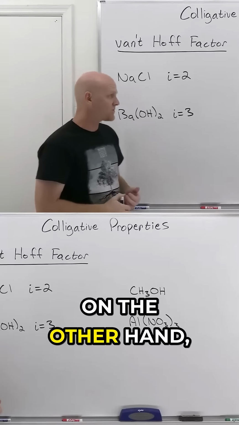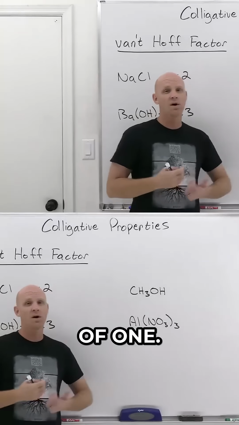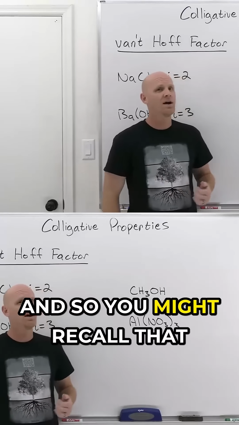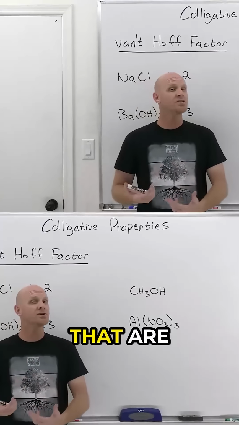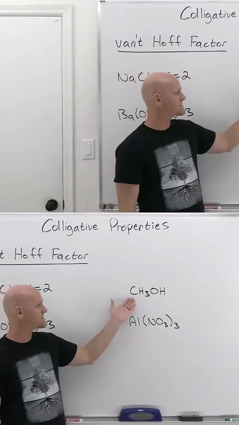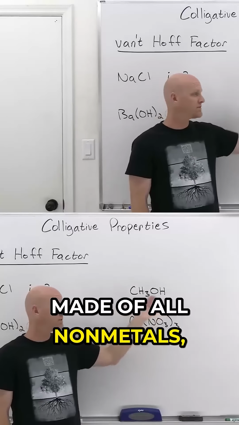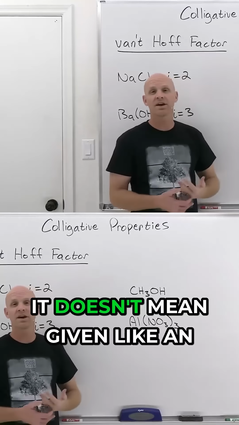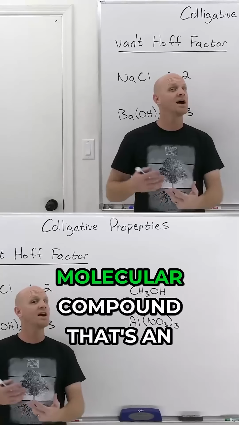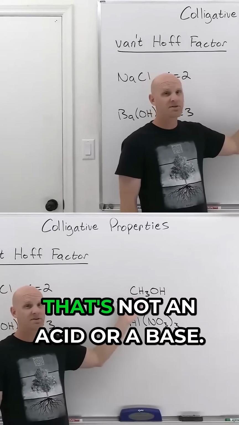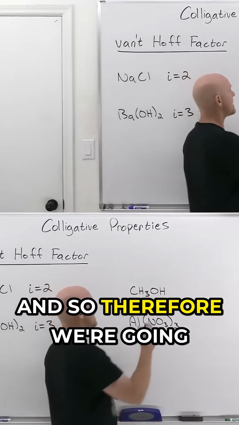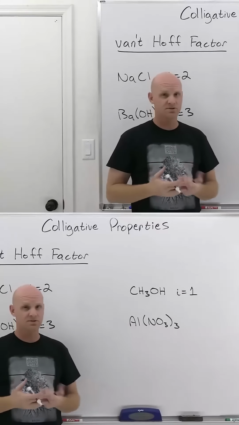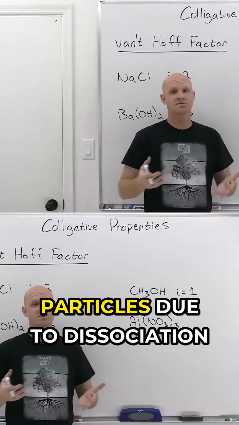All right, now non-electrolytes, on the other hand, they have a Van 't Hoff factor of 1. They don't dissociate to give any additional increase in particles or anything like that, but they themselves are particles. And so you might recall that your non-electrolytes are typically molecular compounds that are not acids or bases. And so in this case, your molecular compounds are made of all non-metals, and this is methanol in this case, carbons, hydrogens, oxygen. And it's not an acid or base. It doesn't begin with an H in the formula, like HF is a molecular compound that's an acid. Well, in this case, this is a molecular compound that's not an acid or a base, and it's therefore going to have a Van 't Hoff factor of just 1. No increase in the number of particles due to dissociation or anything like that.